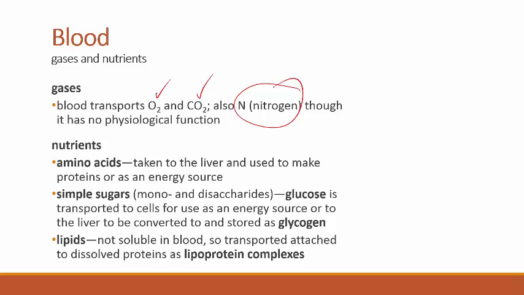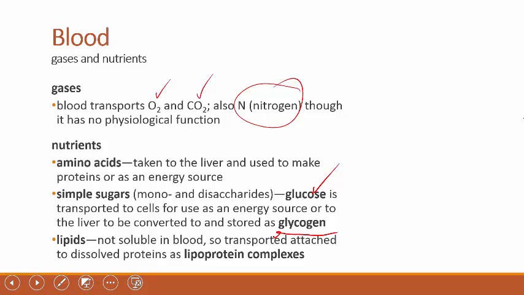But we can also turn those amino acids into an energy source, so that's possible too. We'll talk a lot more about that as we encounter the chapter on the digestive system. These simple sugars include glucose. Glucose is transported off to cells and used as an energy source to make ATP, or it can be taken to the liver to be converted to and then stored as glycogen. So remember, glycogen is the storage form of glucose.